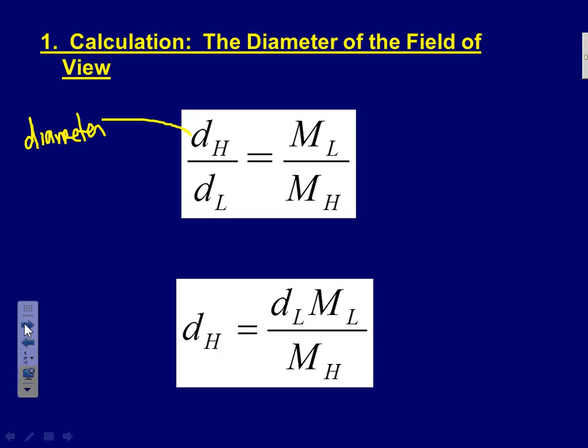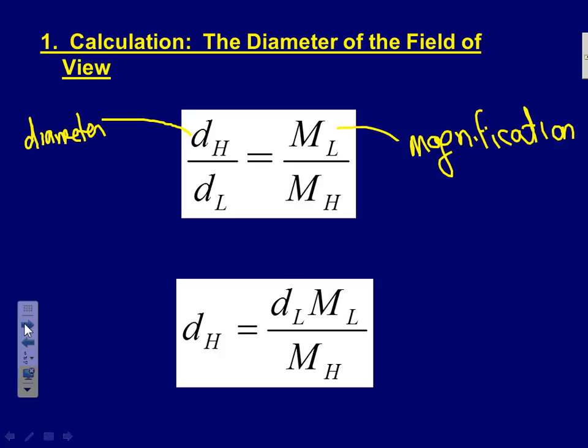M stands for, well, what do you think it stands for? What have we been talking about when talking about microscopes? Magnification. The magnification is 40 times, 100 times, 400 times.